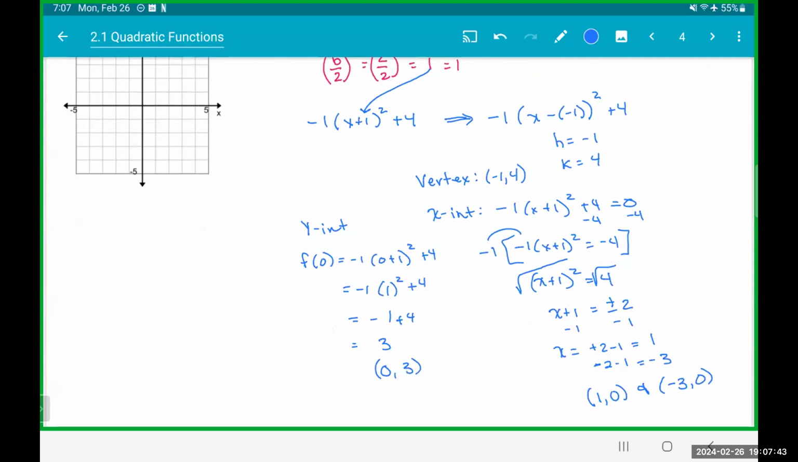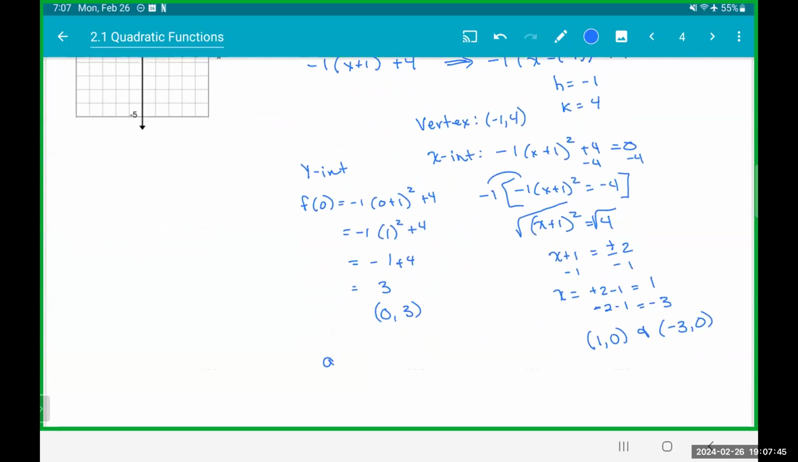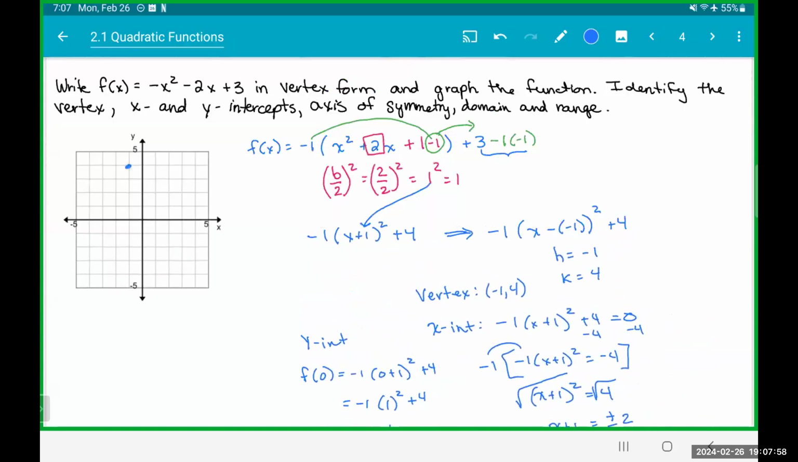And then again, axis of symmetry. That is again where x equals h, and our h in this case is -1. So axis of symmetry, everything to the left mirrors everything to the right.